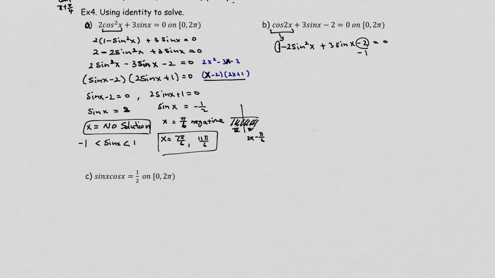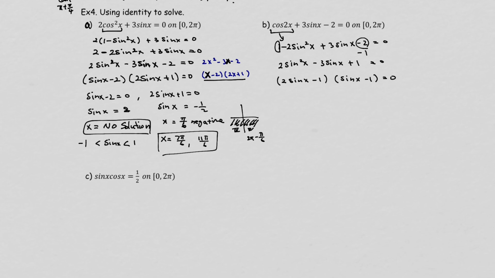And what else do you need to do? Make the leading coefficient positive. So you're going to multiply everything by negative. That gives you positive 2 sine square x minus 3 sine x plus 1 equals 0. And when you factor this, you get 2 sine x minus 1 and sine x minus 1 equals 0.